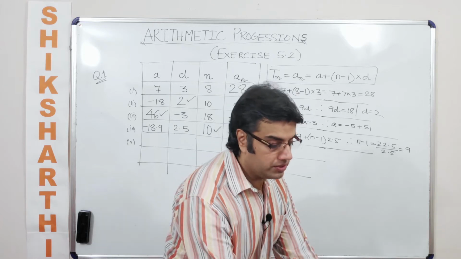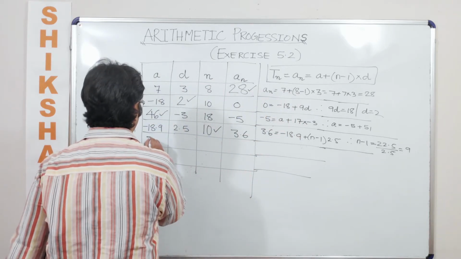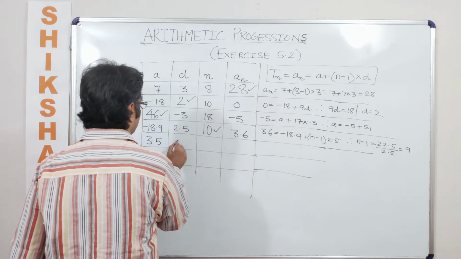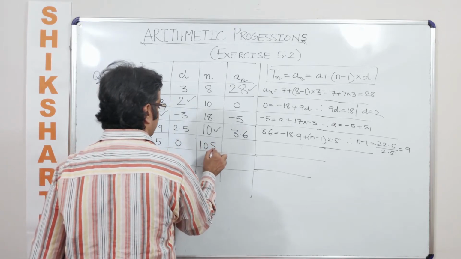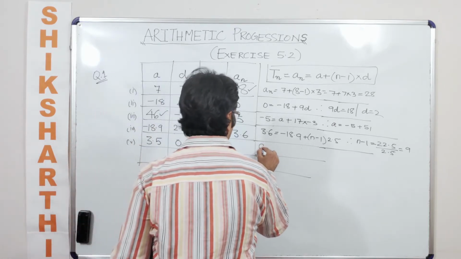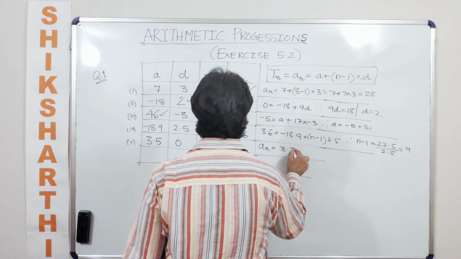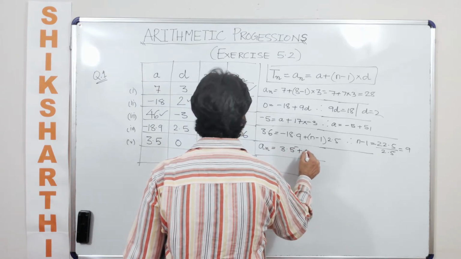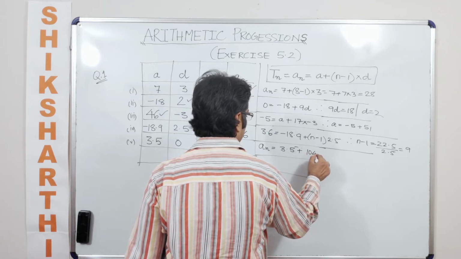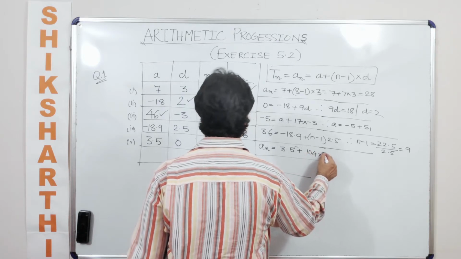Question number 5. So 3.50 and 105. Okay, 3.5, 0 and 105. So you have to find out the nth term, the last term here. Which is just like saying 3.5 plus n minus 1, which is 104, into d, which is 0.